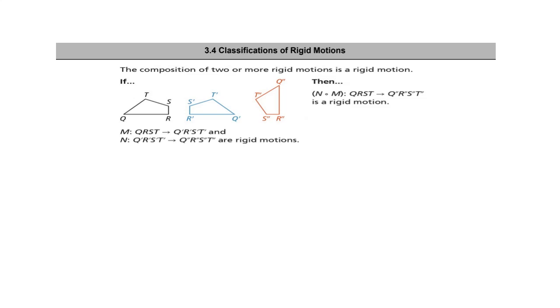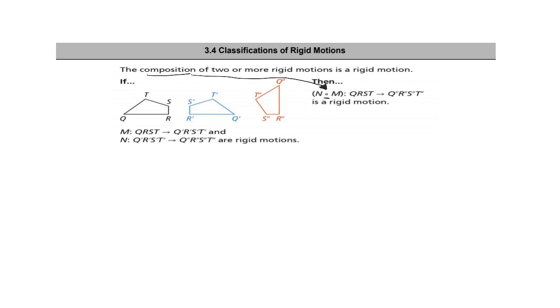Hey guys, this is 3.4, classifications of rigid motions. So we've gone over the three rigid motions: reflections, translations, and rotations. Now, what we're going to look at is the composition of two or more of these rigid motions. Okay, so when I say composition, you're going to think of this little circle, right? Composition. It's written like this.